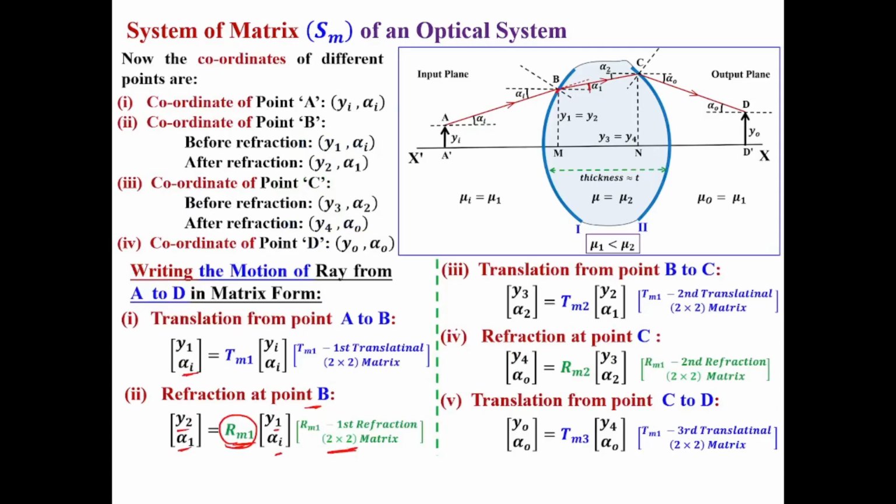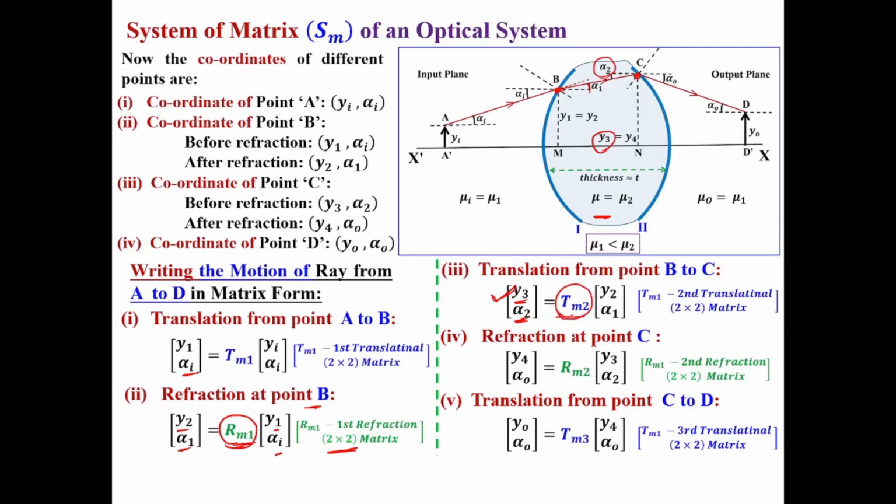Then we go for our second translation. The ray propagates inside this optical system from B to C after refraction. So at C before refraction, the system matrix gives y3 and alpha 2. This is the information of point C before refraction, and it can be found by operating the translation matrix over the previous information.